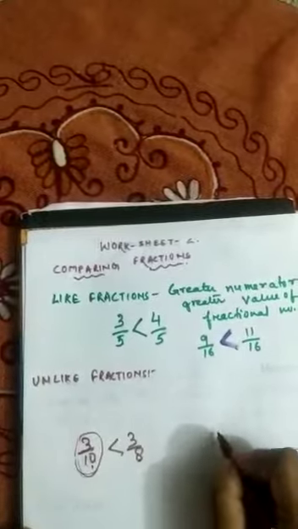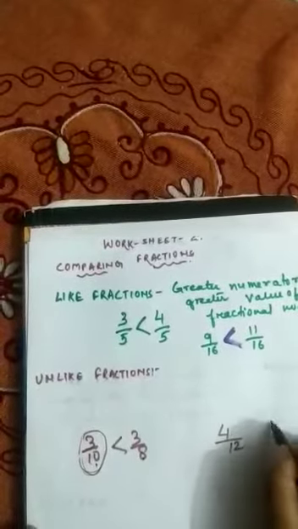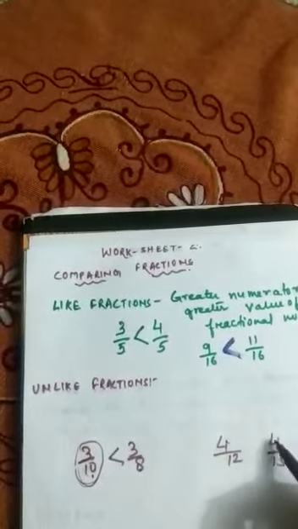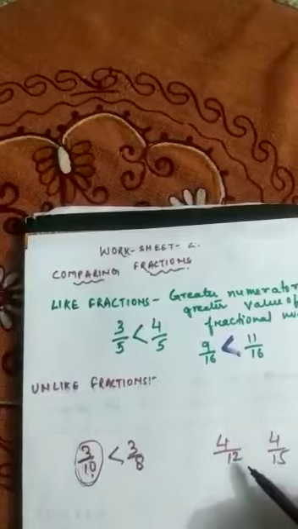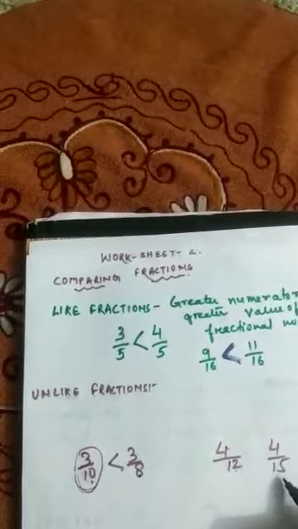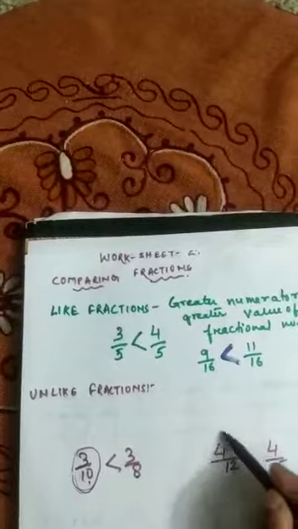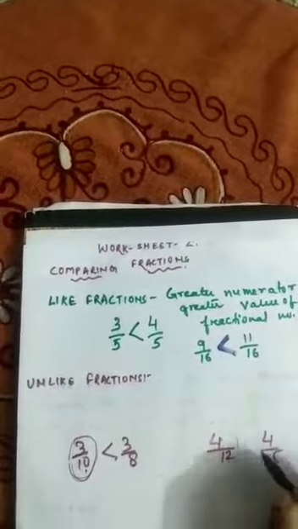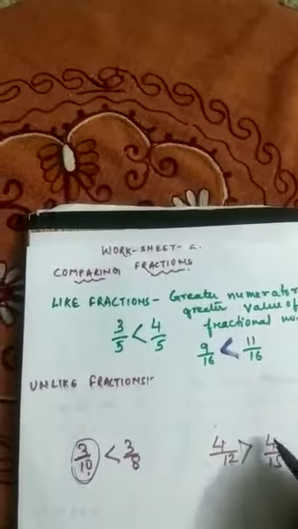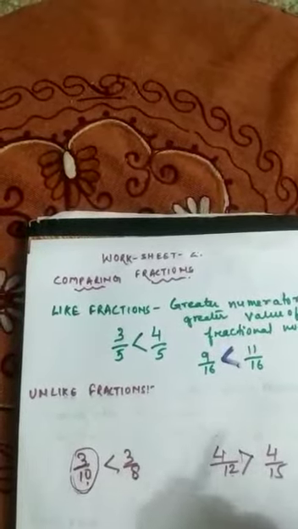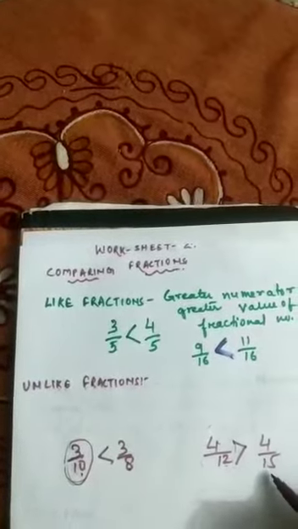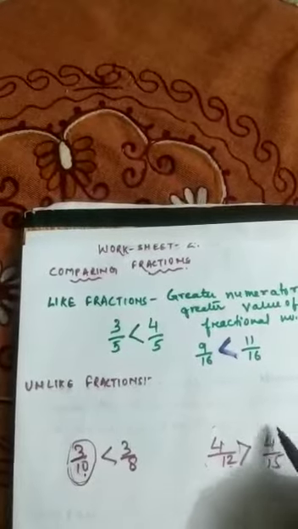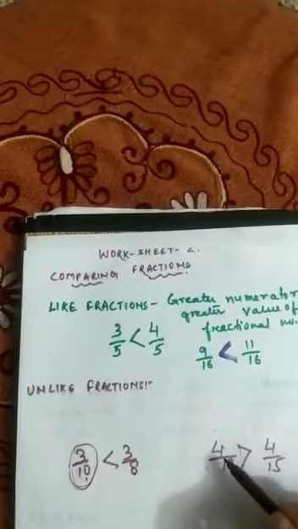Now let us clarify with one more example, 4 by 12 and 4 by 15. Here all of you see 4 and 4, the numerators are same, but the denominator 12 is less than the denominator 15. Right. It means this fractional number 4 by 12 is more than 4 by 15. So 4 by 12 is greater than 4 by 15. So don't be confused that if the denominator is more, then that fraction will be more. No. If the denominator is more, then that fraction will be smaller than the other one.